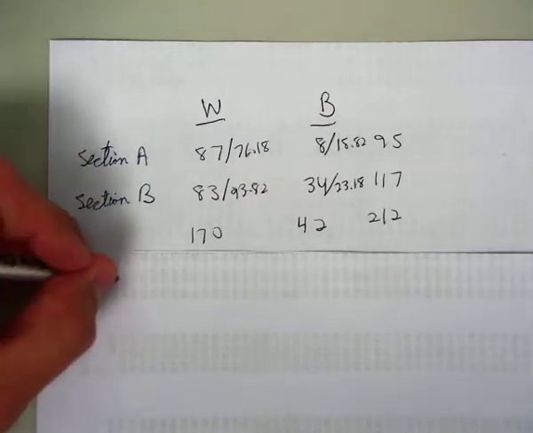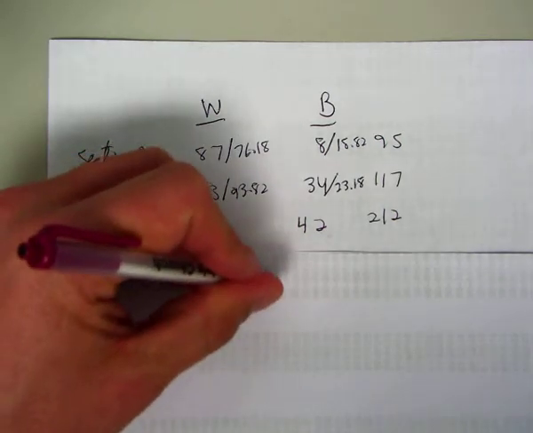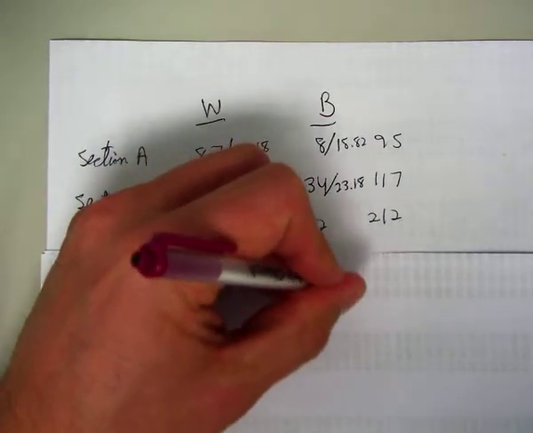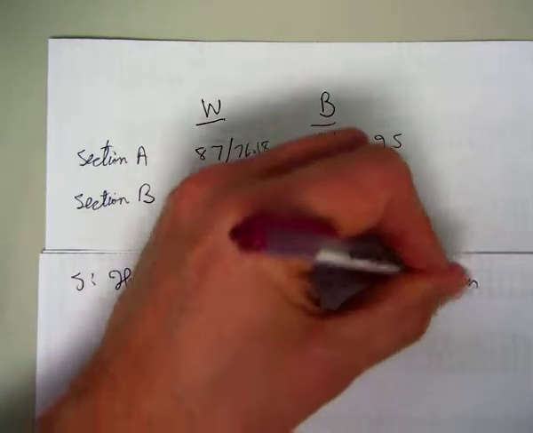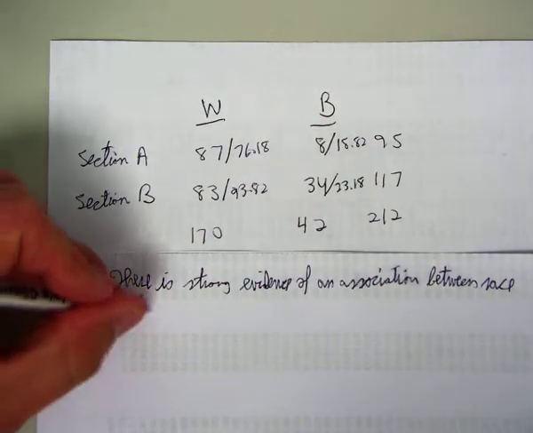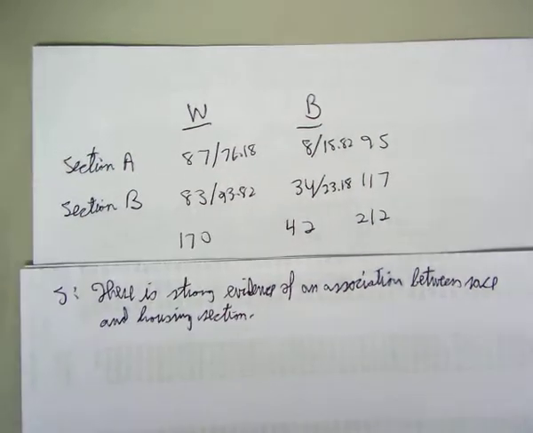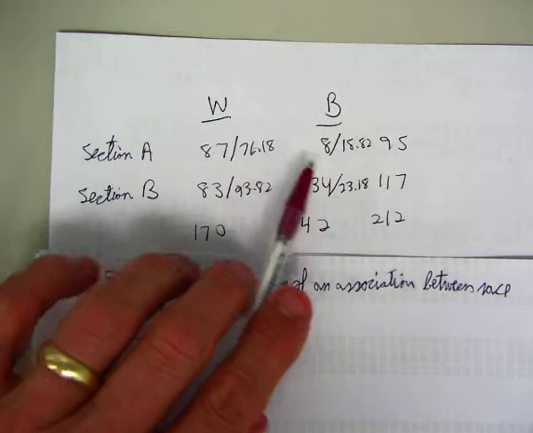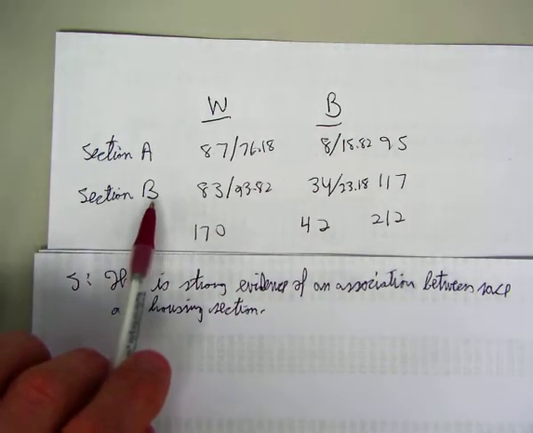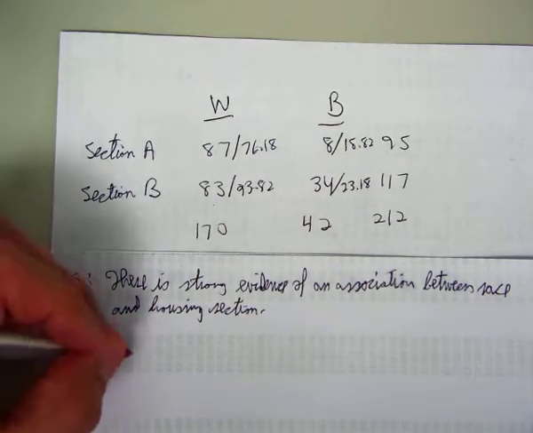Let's go back up to the top because we rejected the null, and let's look at what happened. So there is strong evidence of an association between race and housing section. So let's see what happened. In section A, there's definitely more whites than expected and less blacks than expected. And in section B, there's less whites than expected and more blacks than expected. So that's basically how we write up.